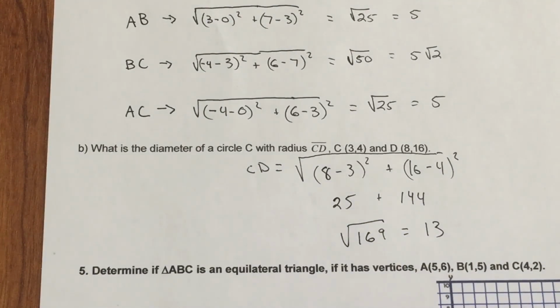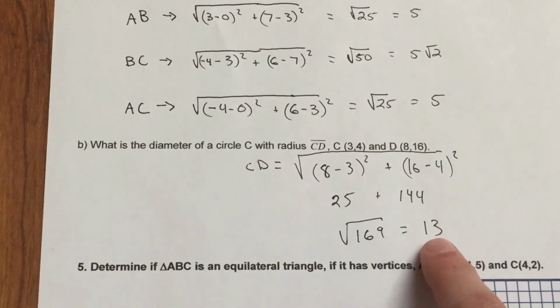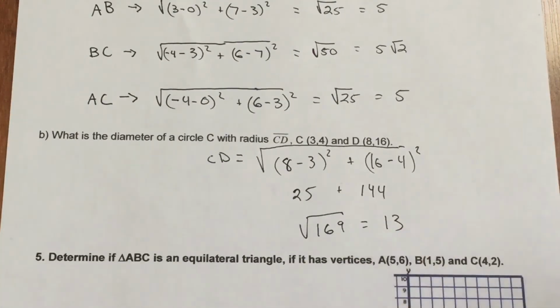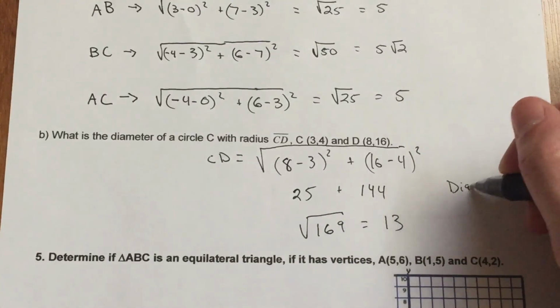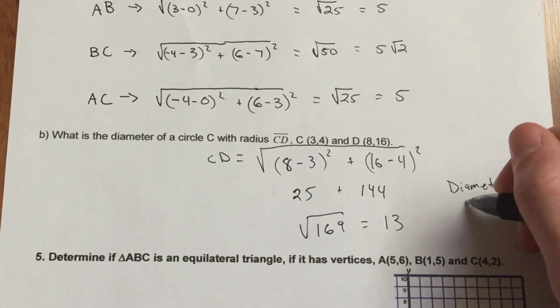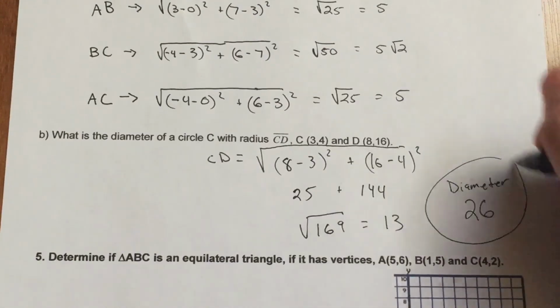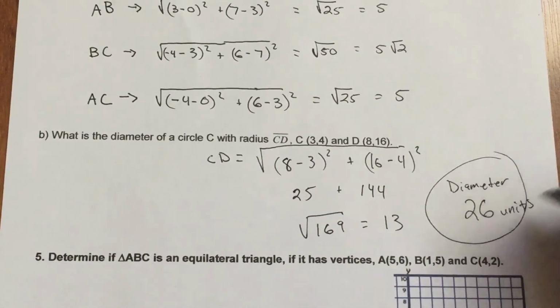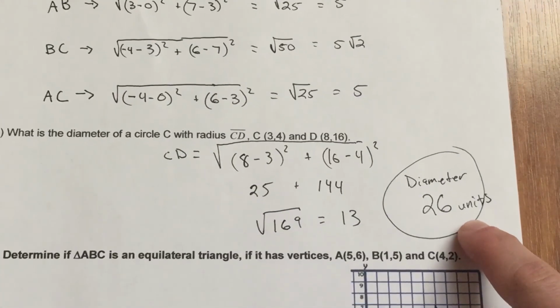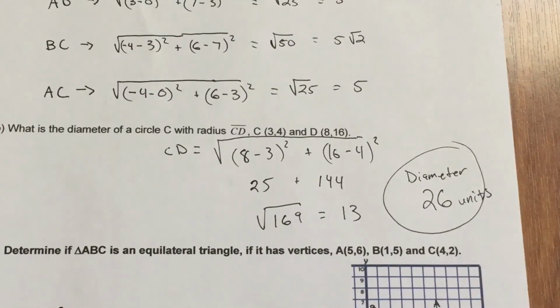That's the length of the radius. Well, we want to again recall our relationship between radius and diameter. Our relationship between radius and diameter is that the radius is half the diameter. So if this is the radius, that would imply that our diameter is 26. And I'll just put units right now. When we don't have inches, centimeters, or anything like that, we can just label as units.